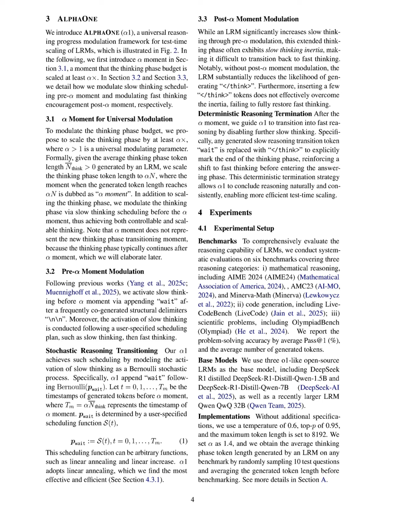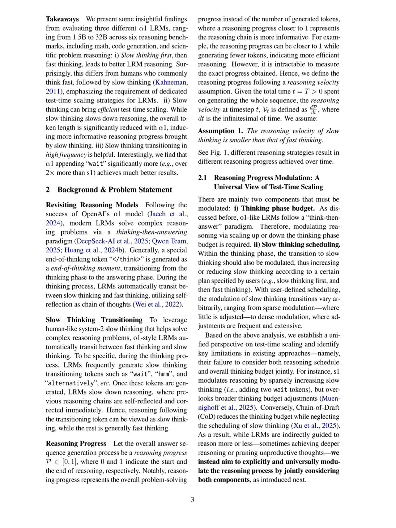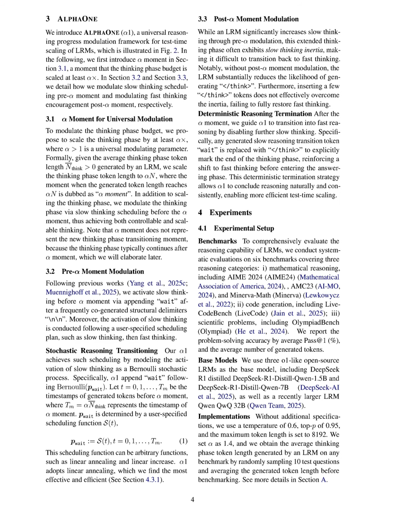During the pre-alpha moment, slow thinking is activated by appending the reasoning transition token, wait, after structural delimiters, \n\n, using a user-defined scheduling function modeled as a Bernoulli stochastic process, which determines the frequency of slow thinking transitions. After reaching the alpha moment, the method transitions to fast reasoning by replacing wait with the end of thinking token, </think>, effectively marking the end of the slow thinking phase. This structured approach allows ALPHAONE to continuously modulate reasoning, enhancing both the efficiency and accuracy of the LRM's problem-solving capabilities.